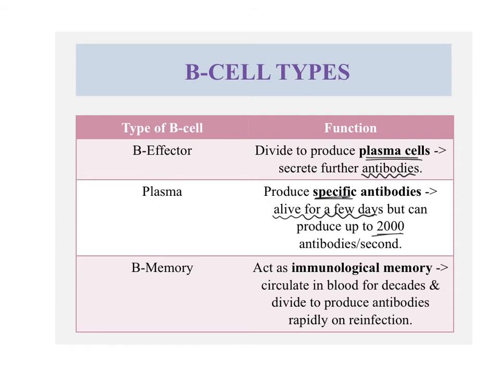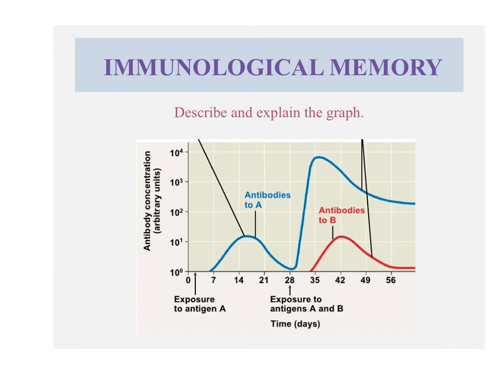They're working hard. And the final ones we've got are those B memory cells. They're immunological memory, and they just sit around in your blood for decades. They're really, really long acting, and they're going to help reproduce if you get reinfected, and they're going to help produce antibodies really, really quickly. So let's take a look at that immunological memory.